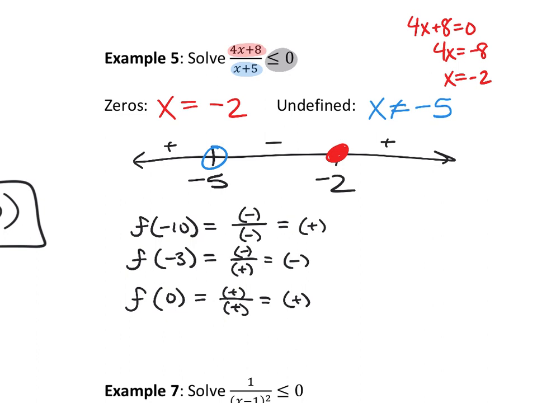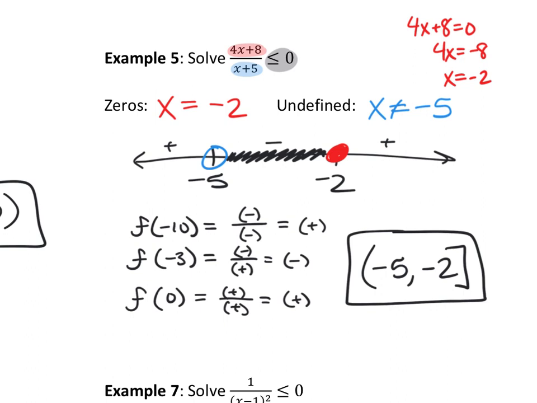Oof, so what was the question again? Less than. So we want the negative portion. Now, again, weird, because for polynomials, you'd have double brackets on this thing. But because negative 5 is an undefined value, your solution would be parentheses negative 5, comma, negative 2 bracket. So we have to be more specific with those brackets and parentheses when it comes to rational functions.